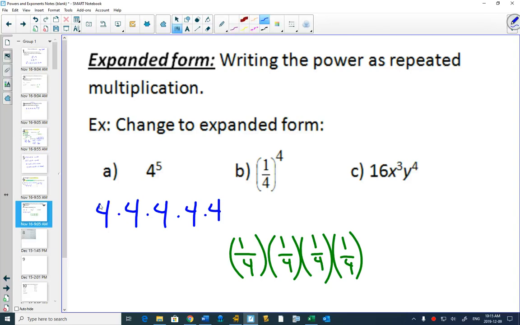So do we have any powers in part C? Yes. 16 is just 16. It's not written as a power. But x cubed is a power. That's x times x times x. y to the 4 is a power. That's y times y times y times y.